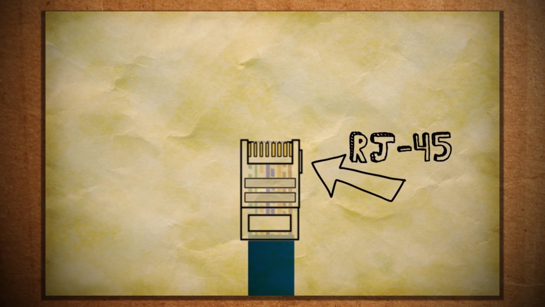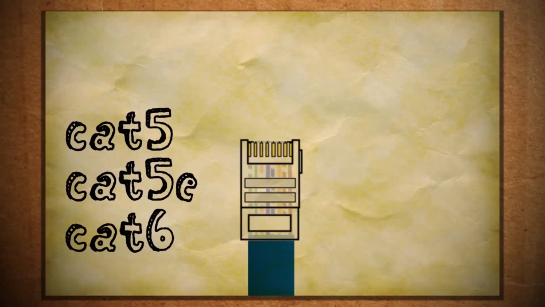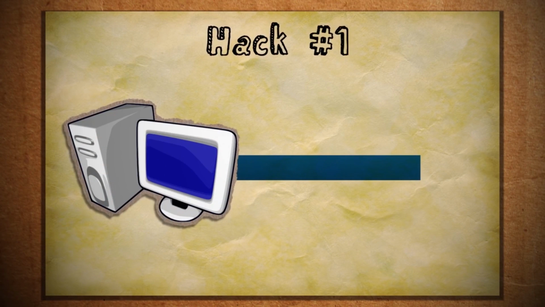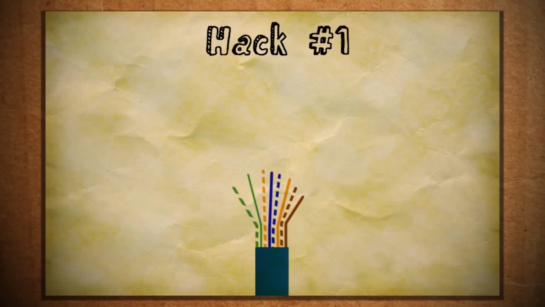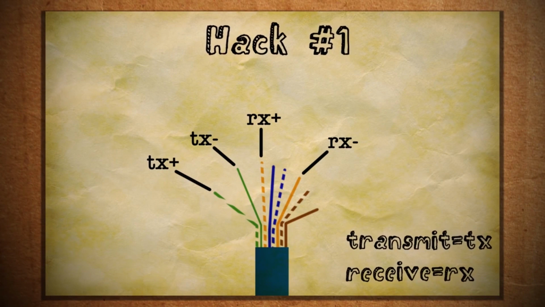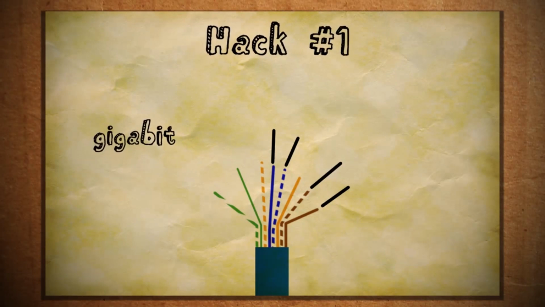When referring to Ethernet cables, you'll sometimes hear terms tossed around like Cat5, Cat5e, or Cat6. These terms refer to how insulated the wires are from interference and how fast they can transmit data. So, whenever an Ethernet cable is connected to a computer, that computer assigns each of these wires a transmit or receive protocol. These remaining wires aren't used unless you have a gigabit connection.